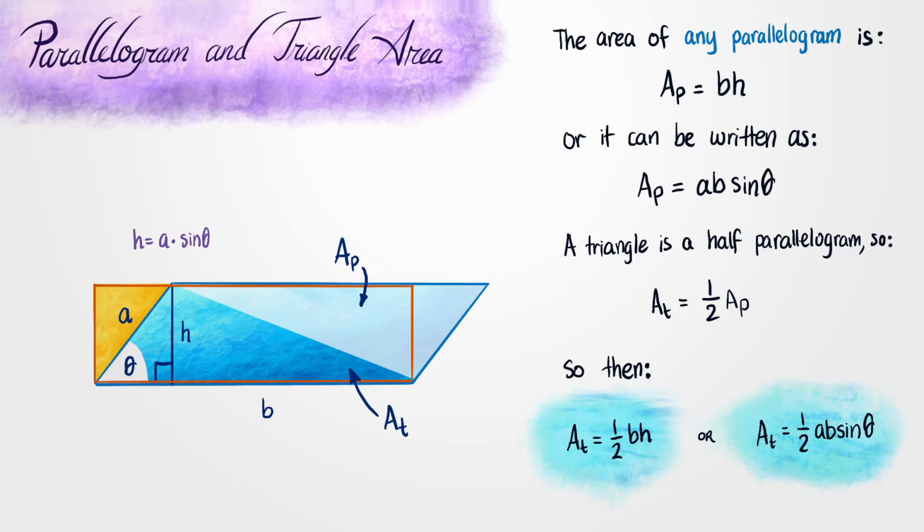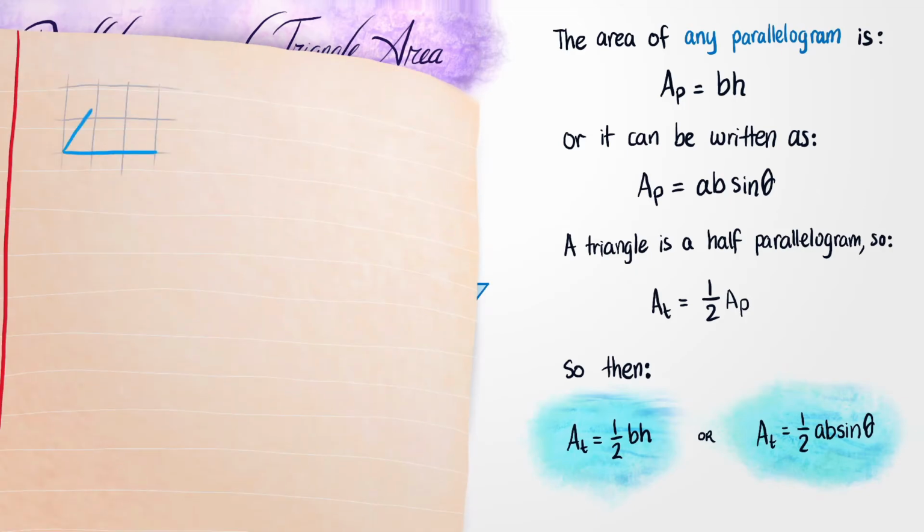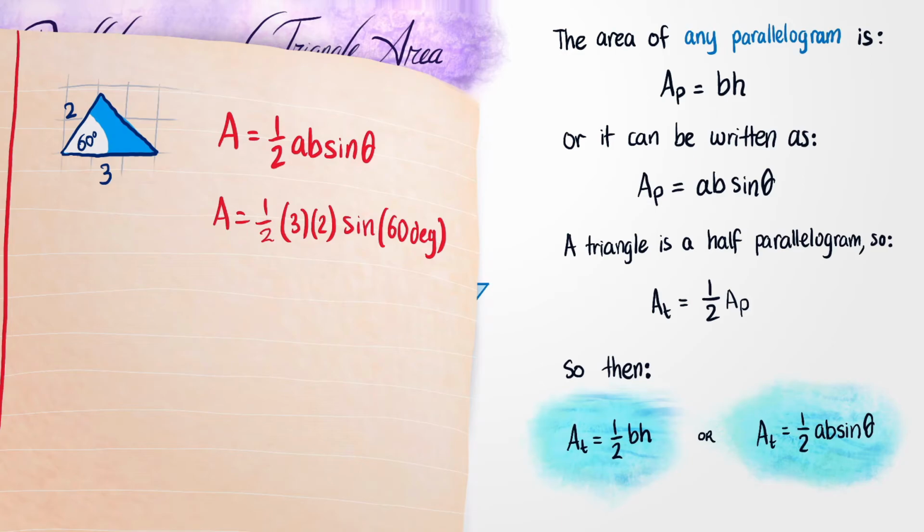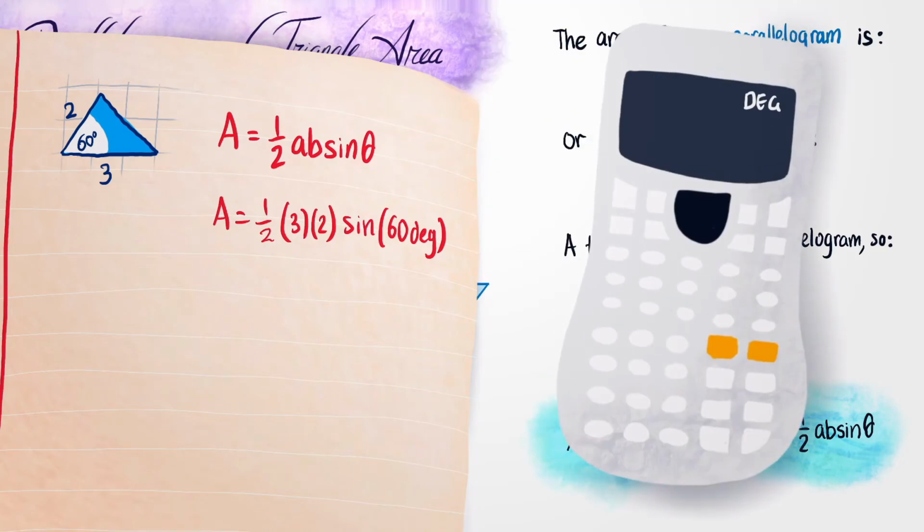Now these formulas are really useful to find the area of any triangle or parallelogram. So to show you this, let me bring out a page and give you an example. If we wanted to find the area of this triangle over here, we could just see that this side is a, this side is b, and this angle could be used as theta. If we just go ahead and put this into our calculator, we can find its value.